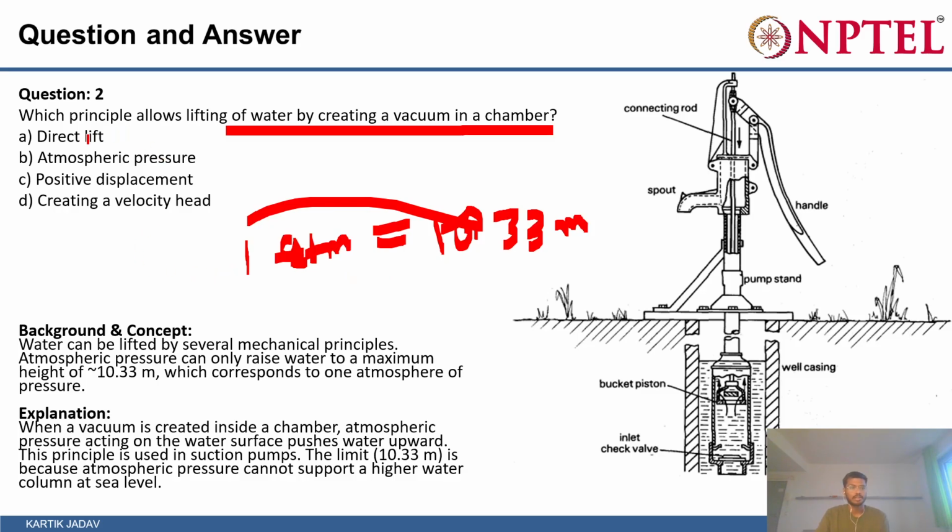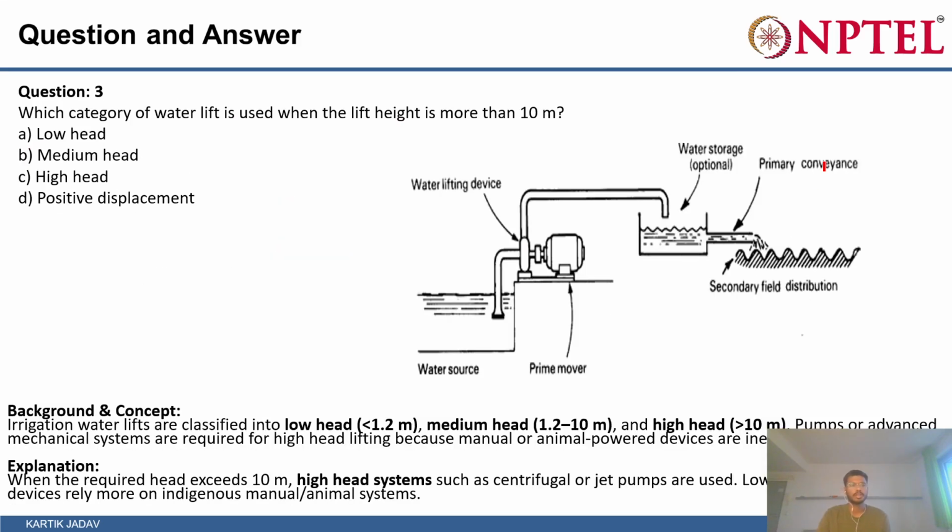So the correct answer is water lifting by creating vacuum in a chamber. It is done by atmospheric pressure. A classic example of this kind of mechanism is the hand pump, right? Similarly, it takes up water by creating vacuum and using atmospheric pressure.